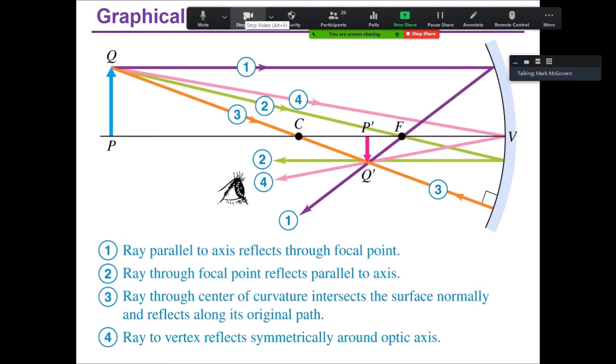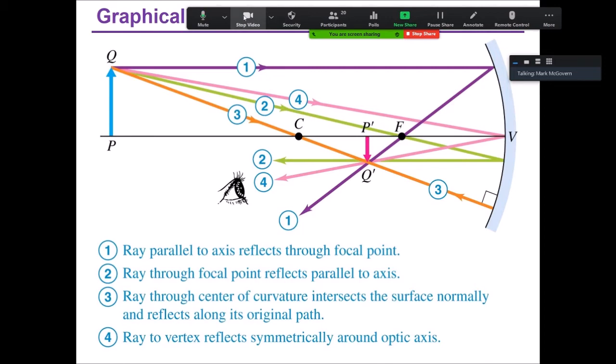So now, in order to figure out where your image is located, you have to draw rays and look for an intersection. Now, at an absolute minimum, you can get away with 2 rays. However, there are 4 special rays that could be drawn. And that gives you some flexibility, because in some situations it's easier to draw one ray compared to another ray. And in some situations you can't draw rays. In some cases you won't be able to draw any rays at all, actually.